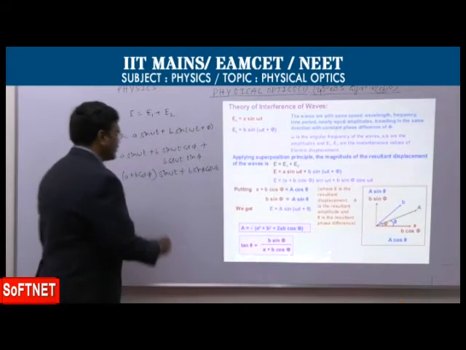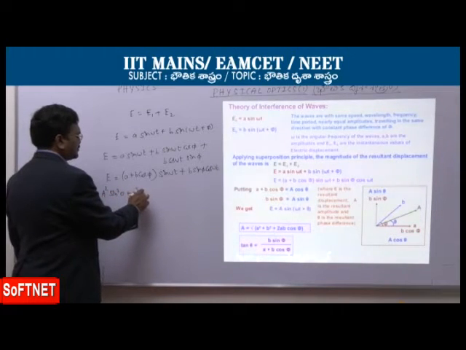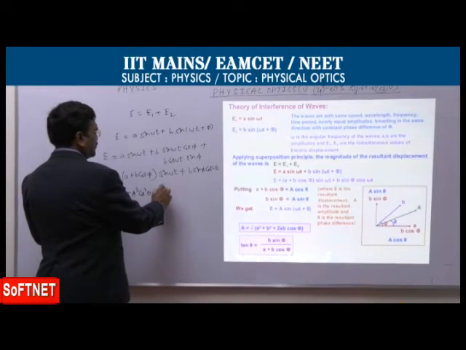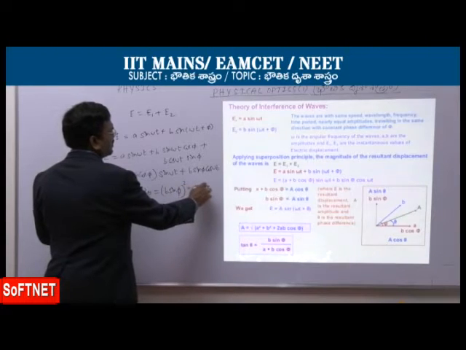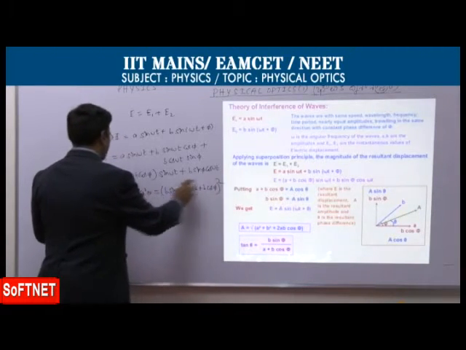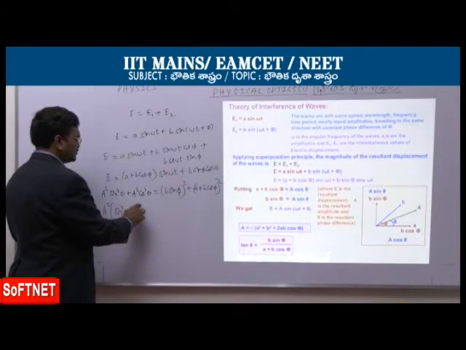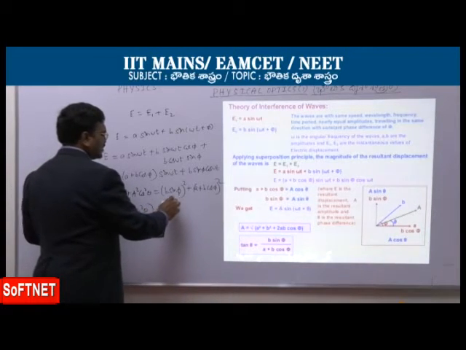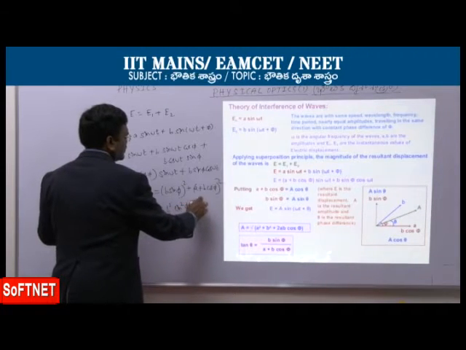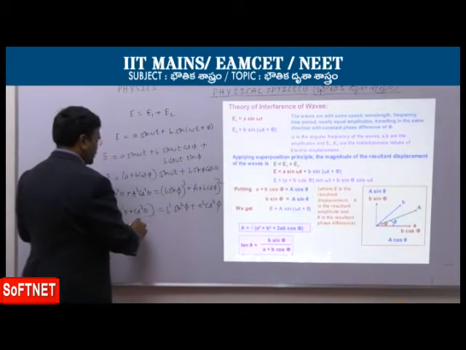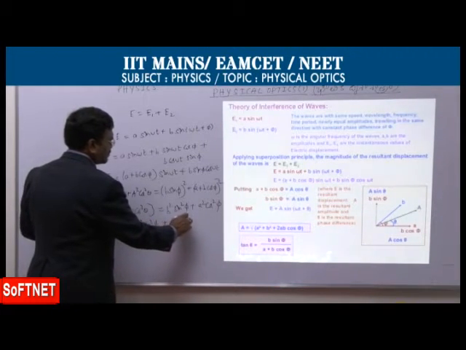Here a square sin square theta plus a square cos square theta is equal to b sin pi whole square plus a plus b cos pi whole square. From this, we take a square common, getting sin square theta plus cos square theta. On the right side we get b square sin square pi plus a square cos square pi plus b square cos square pi plus 2ab cos pi.